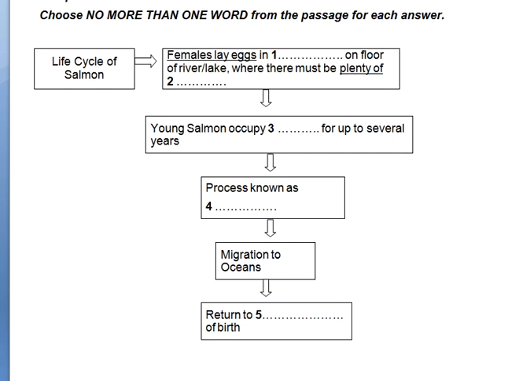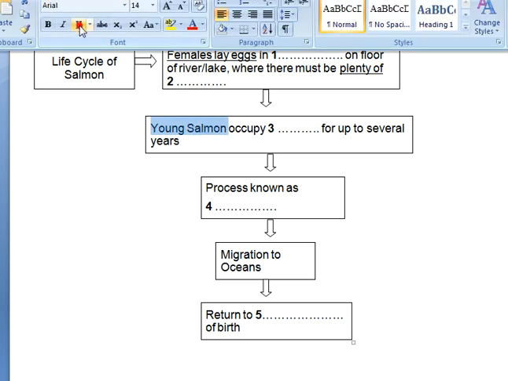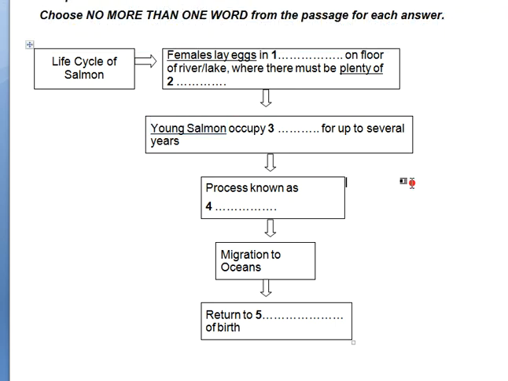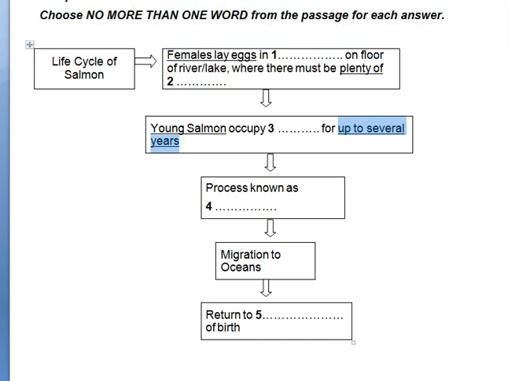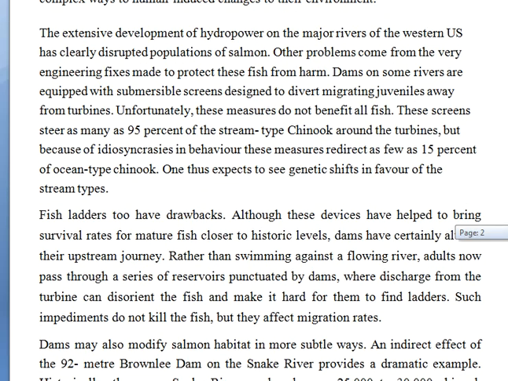Next question is saying young salmon. So that's your keyword, young salmon. So you have to find out some words for young salmon, right? And once we find the word, what we have to find out, occupy what for up to several years. So I think that is also important. So we have to find out young salmon, then we have to find out what do they occupy up to several years. So let's go back.